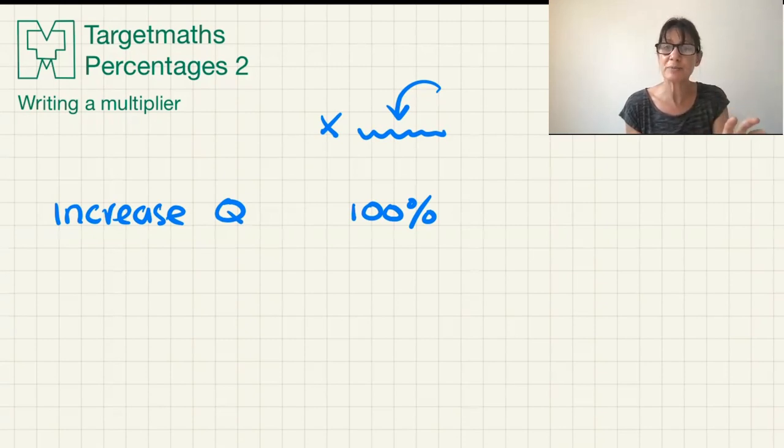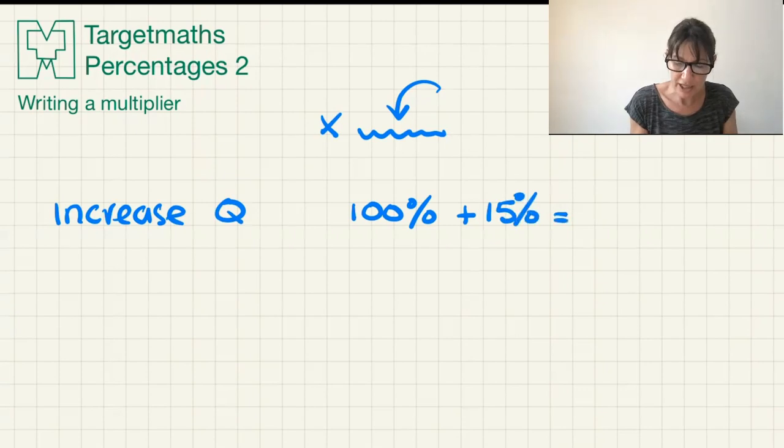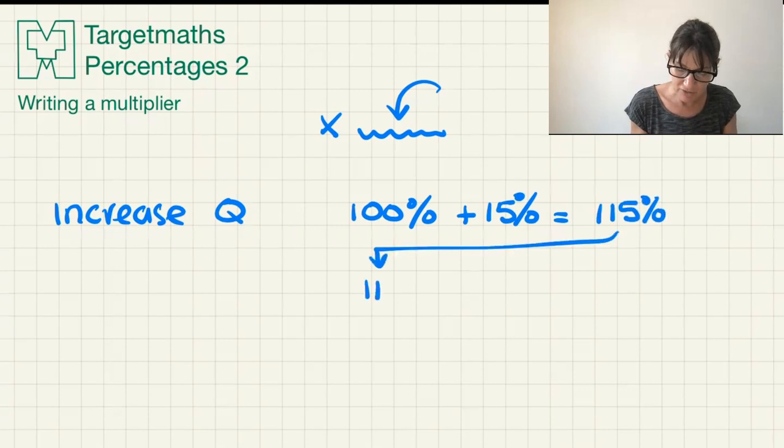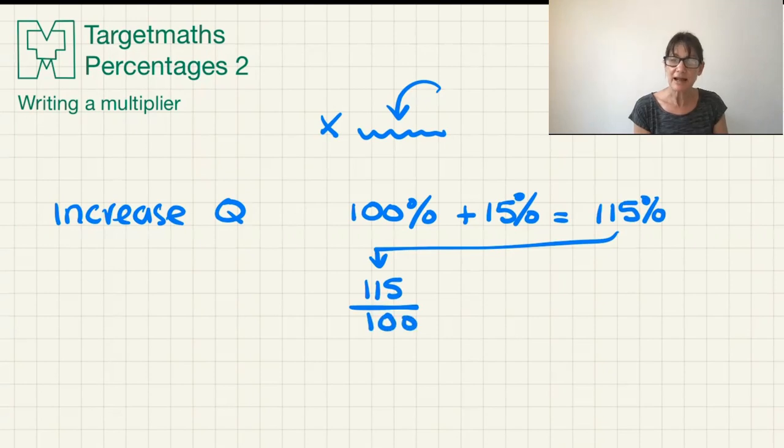So you write down the 100%. You're going to add whatever percent is given to you in the question. So if they say increase by 15%, you add 15. I want to get bigger. And then you use your knowledge of the percent sign. You know the percent sign means out of 100. So what you do is you say, right, I've got 100% plus 15%. That's 115%, which is the same as 115 out of 100. And that's it. That's a multiplier.